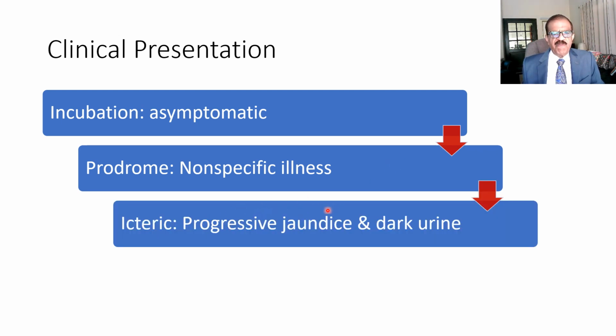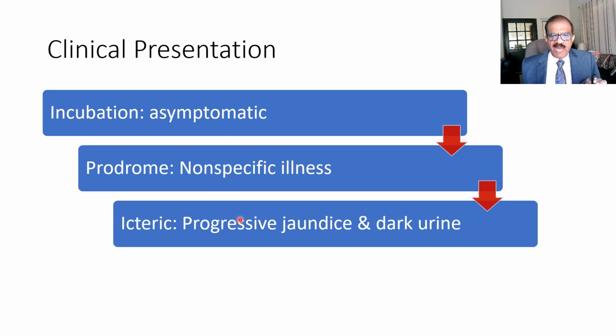This is the phase where we can identify it. Icteric phase means the patient has got jaundice. Jaundice, of course, is the cardinal symptom, and there is progressive jaundice, and then there is also dark urine. In fact, dark urine may usually precede the appearance of jaundice.